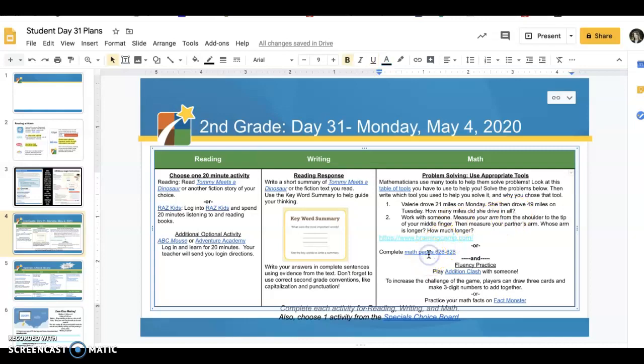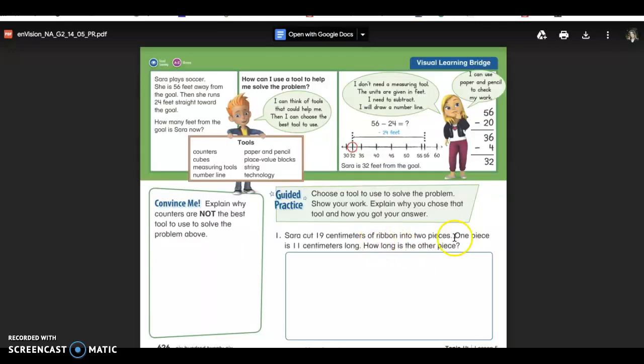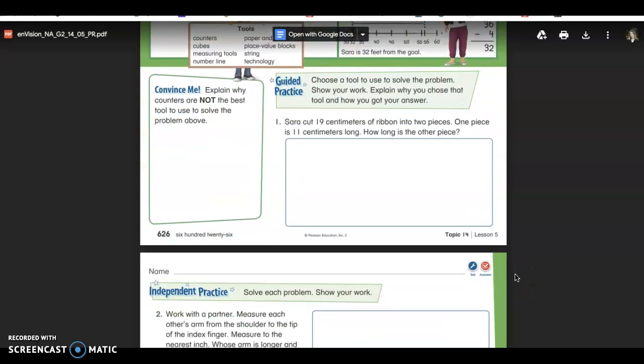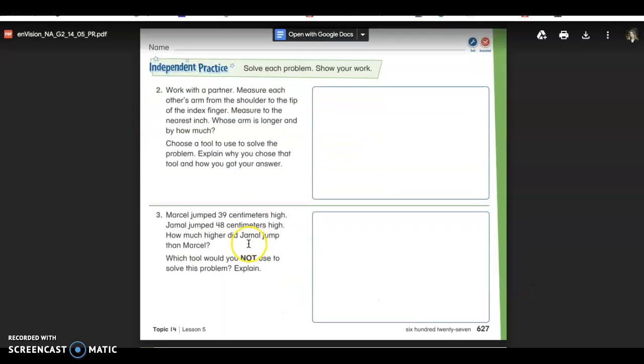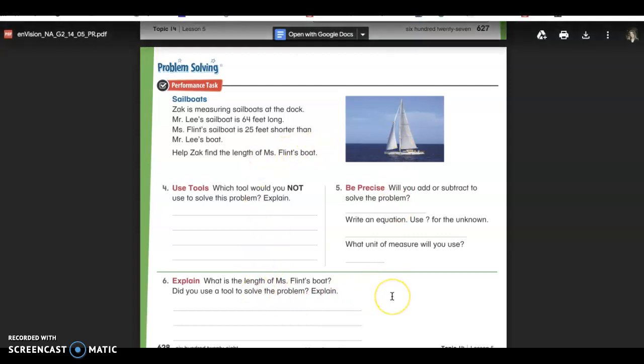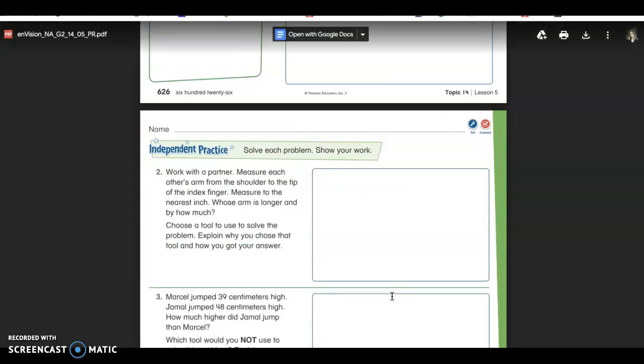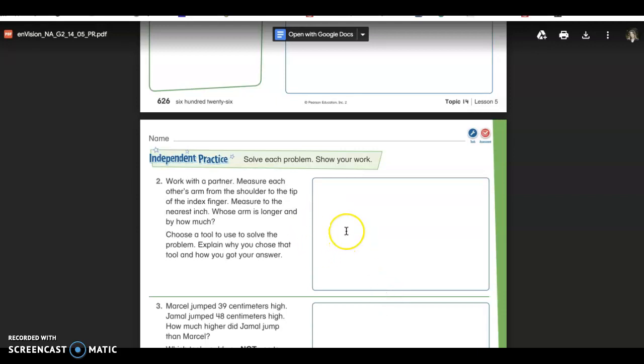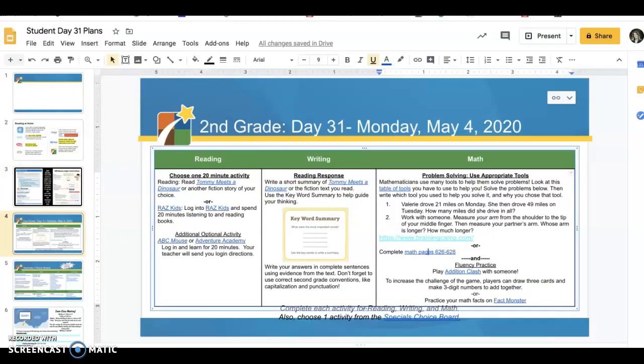If you are doing the Envision math pages, it's pretty similar. You are also going to be picking a tool today to help you solve these problems. There's 1, 2, 3 problems and then some problem solving. So really be thoughtful in the tools that you pick, read the directions carefully, and show your very best work. Take your time. And then when you're finished with one of those activities, you can do Addition Clash with someone or get on Fact Monster today.